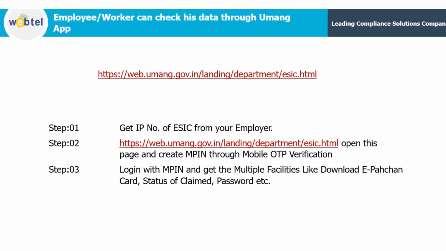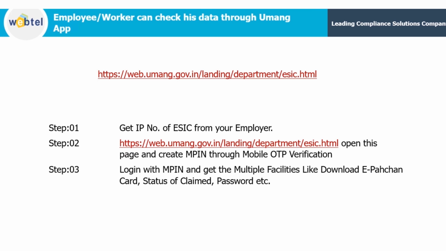Along with the ESIC portal, if an employee wishes to view the details of ESIC contribution and other facilities, the UMANG application is also available. If an employee wishes to view all the details, just download the UMANG application from the link as shown on the screen and follow the steps as mentioned. Firstly, the employee is required to have the IP number from the employer.